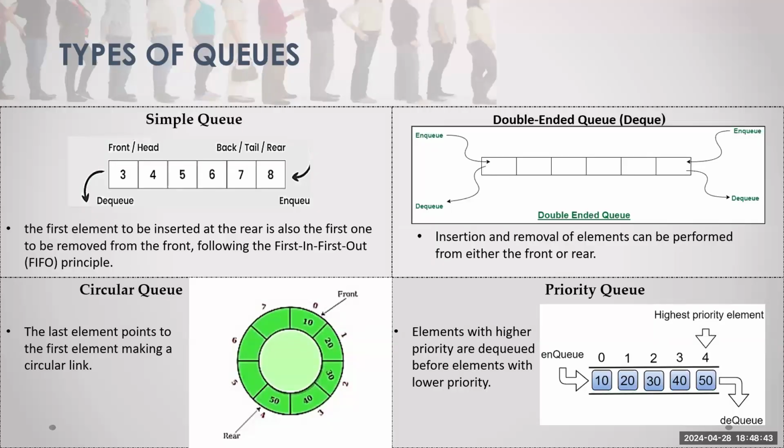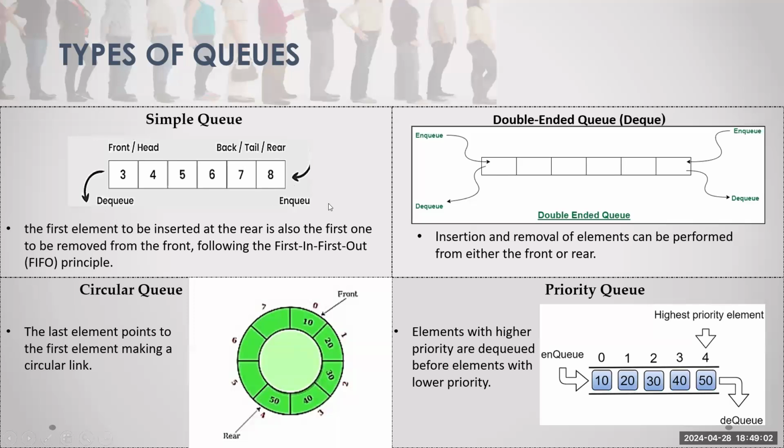Now, coming to the types of queues. Primarily we have 4 types of queues. That's a simple queue, like how I explained earlier. The first element is inserted in the rear region and the first element to be removed is from the front region. And the functions include the enqueue and the dequeue.